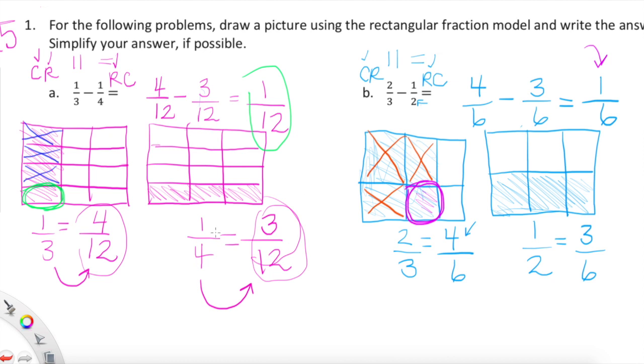I hope this is really making sense. It's very straightforward, super visual. Let's take a look at one more here, guys.